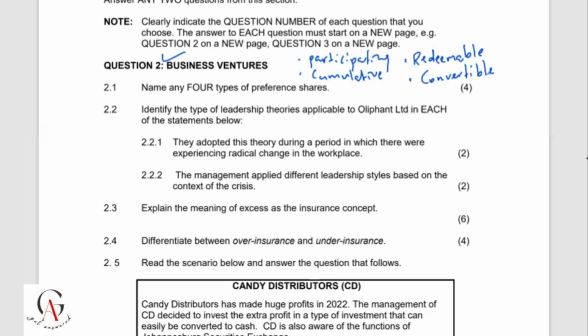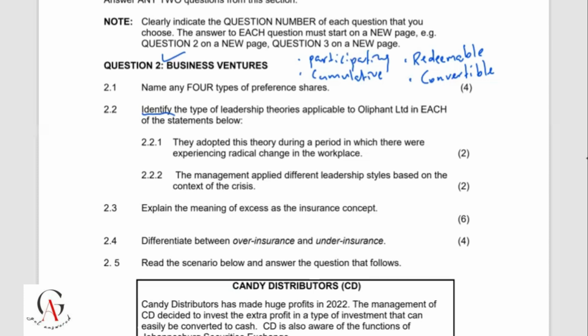Identify the type of leadership theories applicable to Olifant Ltd in each of the statements below. So now, great thoughts. Remember, these action verbs mean a lot. When a question says identify, you must know what is expected of you. Some of you take these action verbs very lightly, not knowing that they do have a serious meaning. They do have a serious message. So, okay, right. Now let's check 2.2.1.